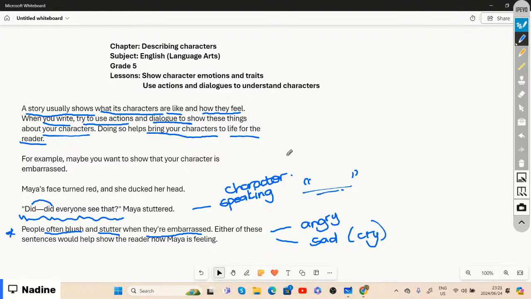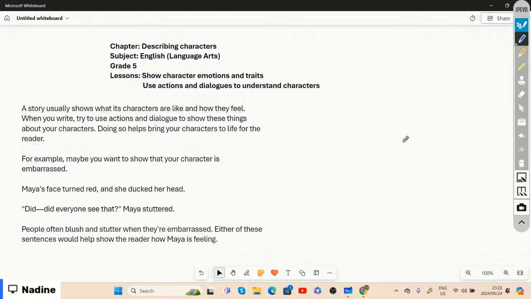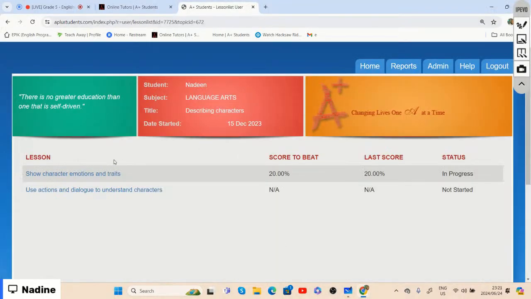All right, so now we're going to a+students.ca, and that is where we are going to continue with the chapter on describing characters. All right, so we are going to the first lesson, which is to show character emotions and traits.